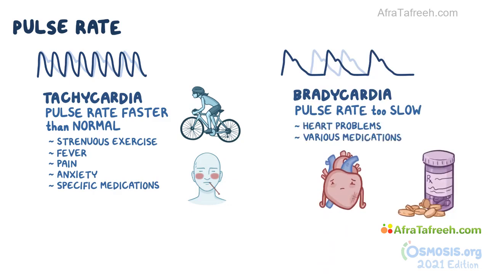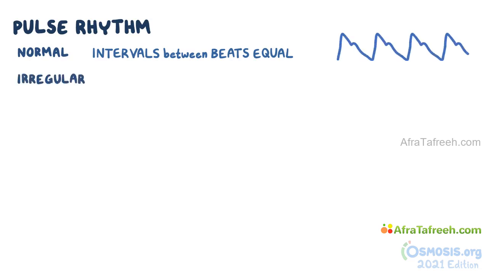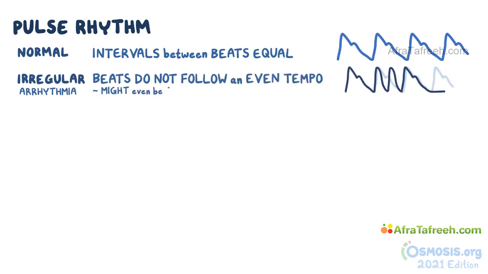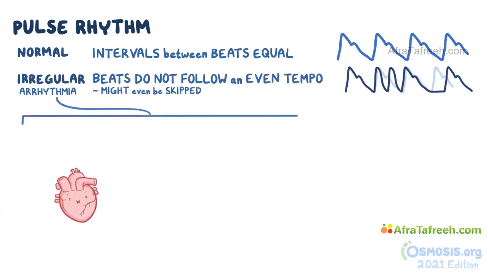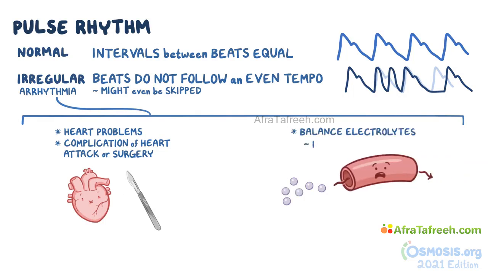Another important characteristic is the pulse rhythm, which is normally regular, meaning that the intervals between the beats are equal. In an irregular rhythm, also known as arrhythmia, the beats do not follow an even tempo and some of them might even be skipped. Arrhythmia can be a result of heart problems or a complication of a heart attack or heart surgery. It can also be caused by problems with the balance of electrolytes, such as potassium in the blood.